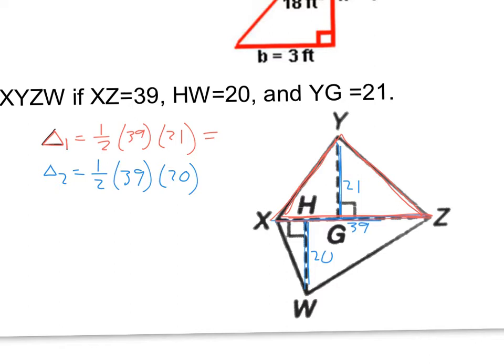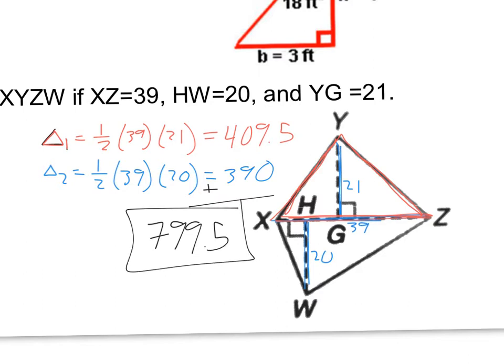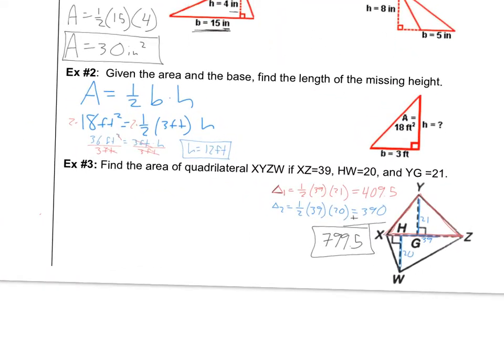I'd recommend just using a calculator for this one, because it's going to give you a decimal answer anyway. So this first one is 409.5, and the bottom one is 390. Again, we're just adding them up. So if you plug that in your calculator, 409.5 plus 390, that is 799.5. So that's the area of the two figures together, which means that's the area of the whole shape. All right, let's go to the next page.